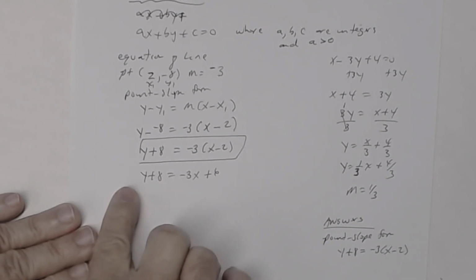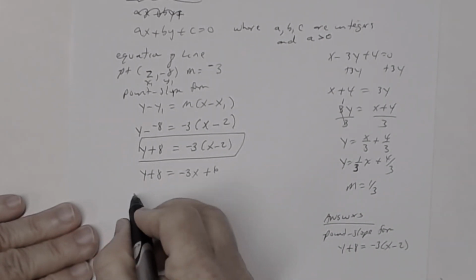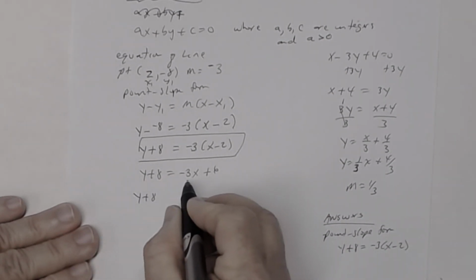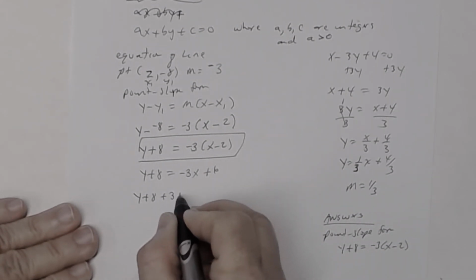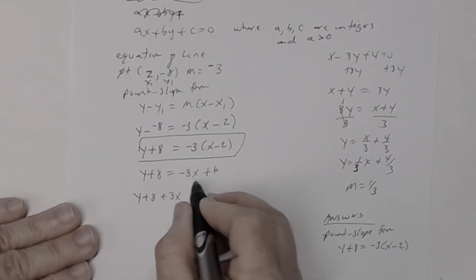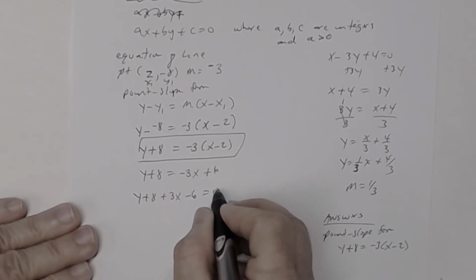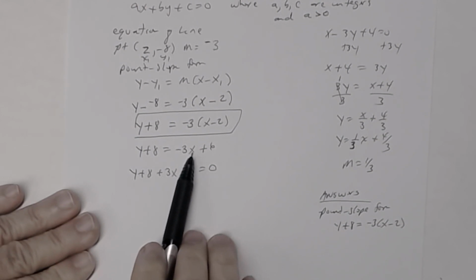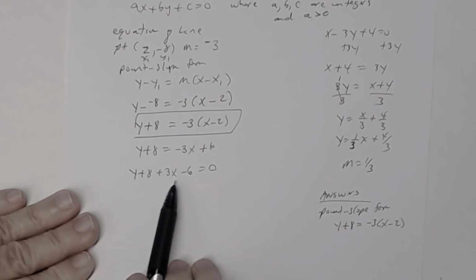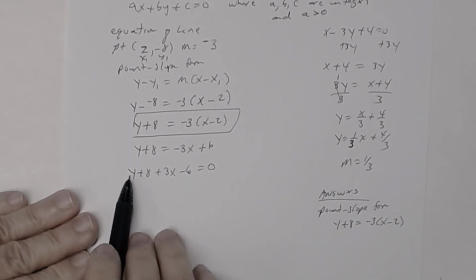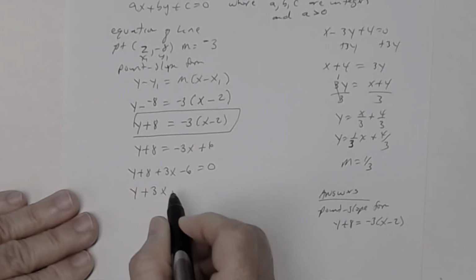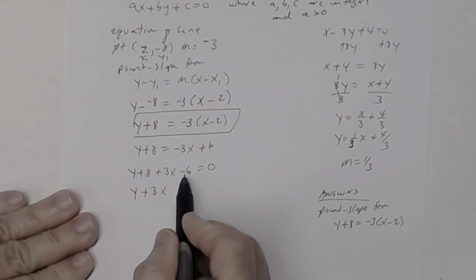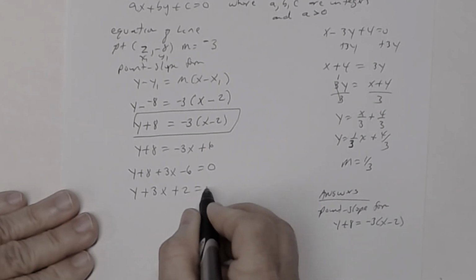And I'm going to bring every term to one side. So let's just bring everything to the left-hand side. So I get y plus 8. When I bring -3x to the other side, remember we're going to have to add 3x to both sides, so that'll be plus 3x. And I'm going to have to subtract 6 from both sides, so it'll be -6 equals 0. So I just brought these two terms to that side, so that's why the sign changed. And then combining like terms, I get y plus 3x, 8 and a -6 is a +2 equals 0.